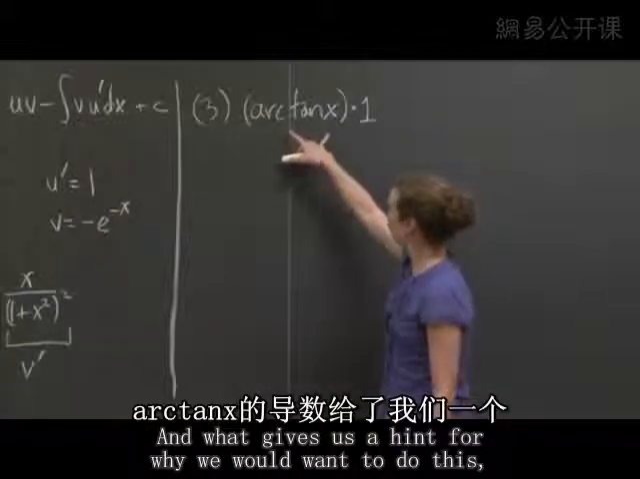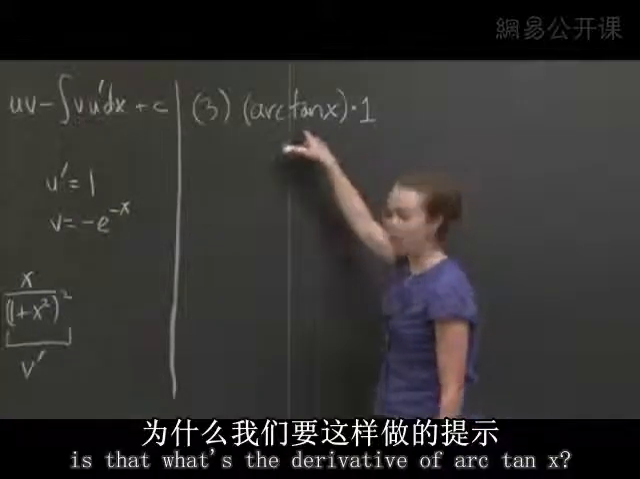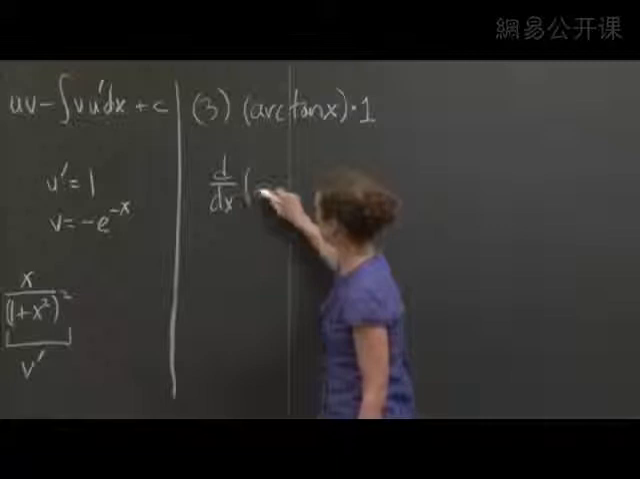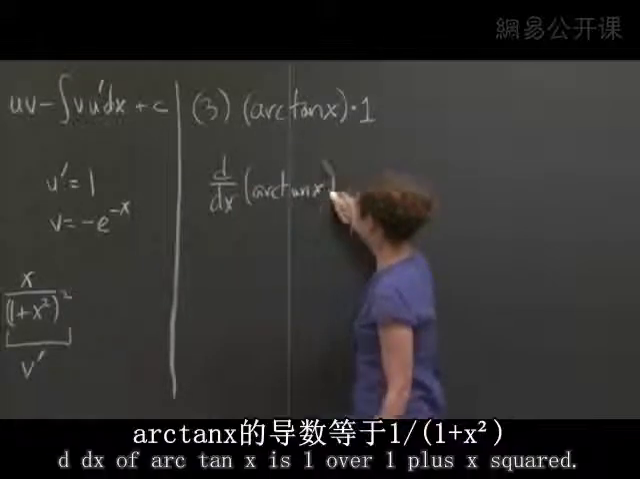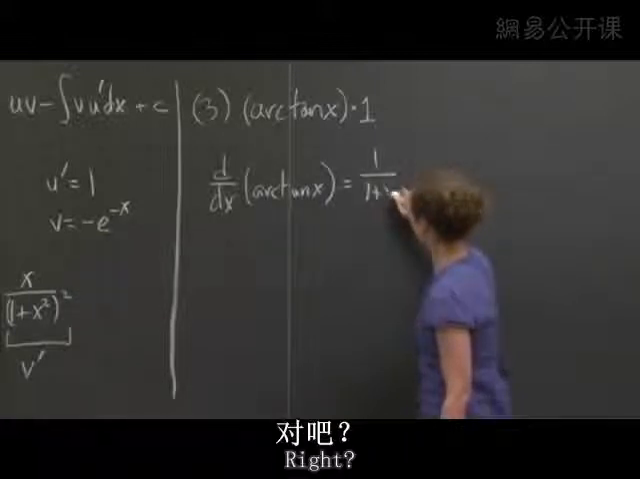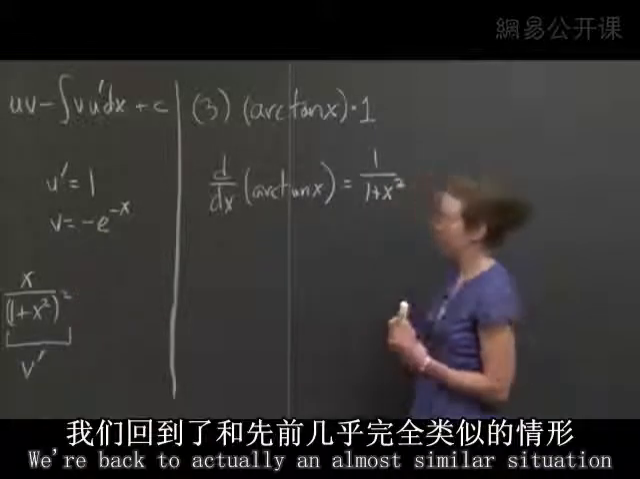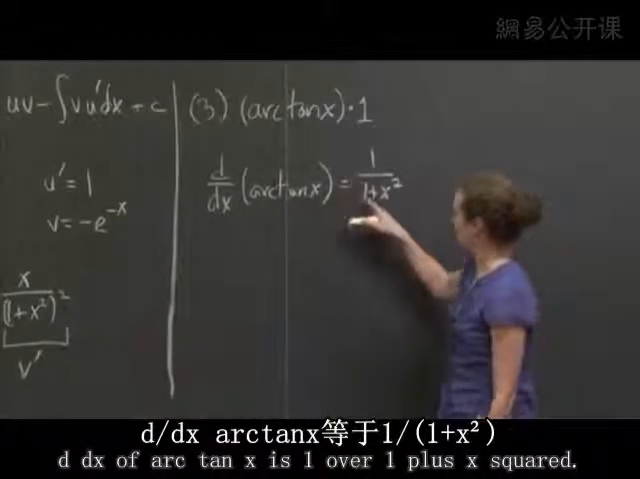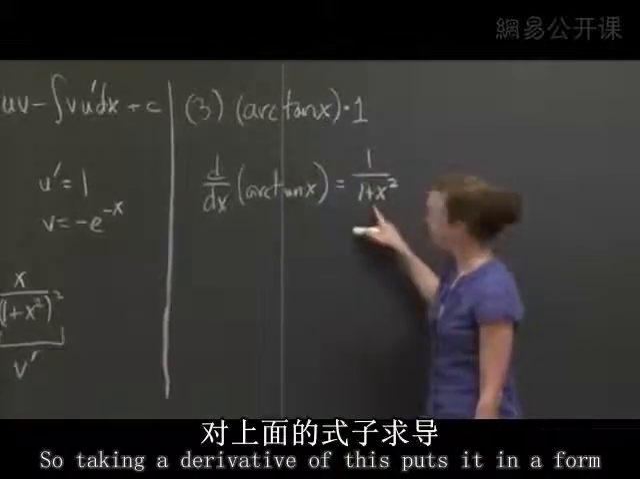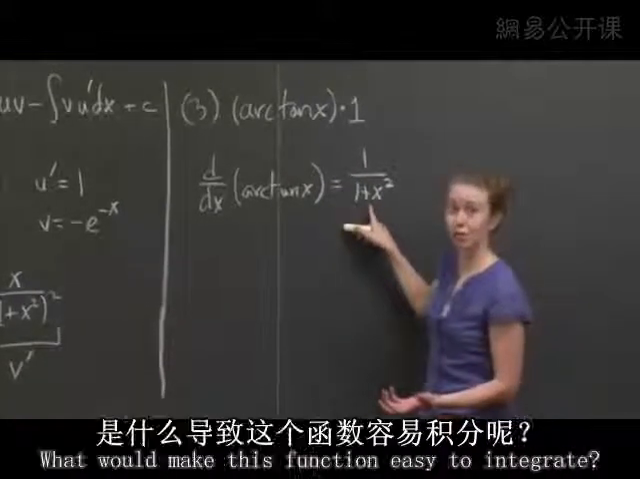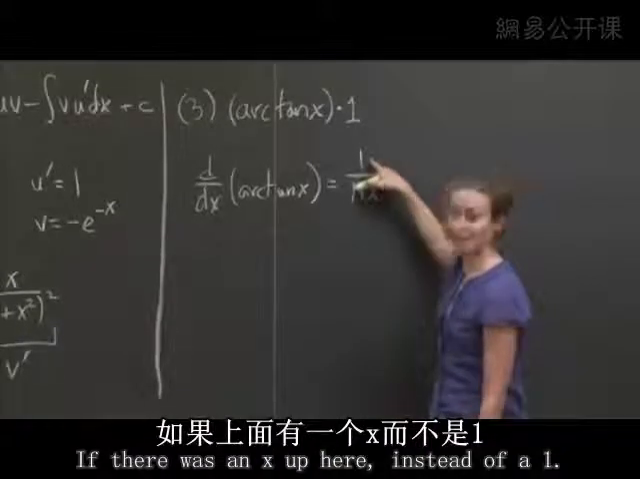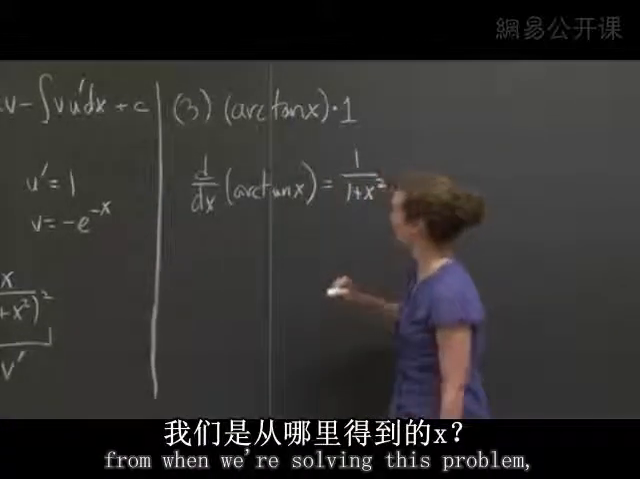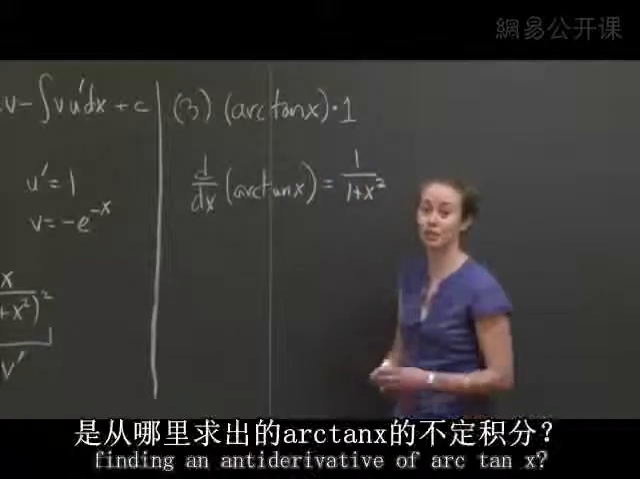And what gives us a hint for why we would want to do this is that what's the derivative of arctan x? Let me just remind you. d dx of arctan x is 1 over 1 plus x squared, right? We're back to an almost similar situation to what we had in the previous thing. Taking a derivative of this puts it in a form that almost looks easy to integrate. What would make this function easy to integrate? If there was an x up here instead of a 1. Then I could use substitution. Where do we get that x from when we're actually finding an antiderivative of arctan x?